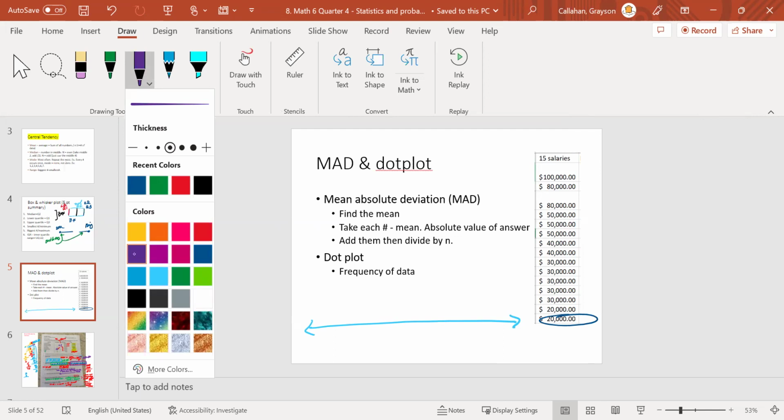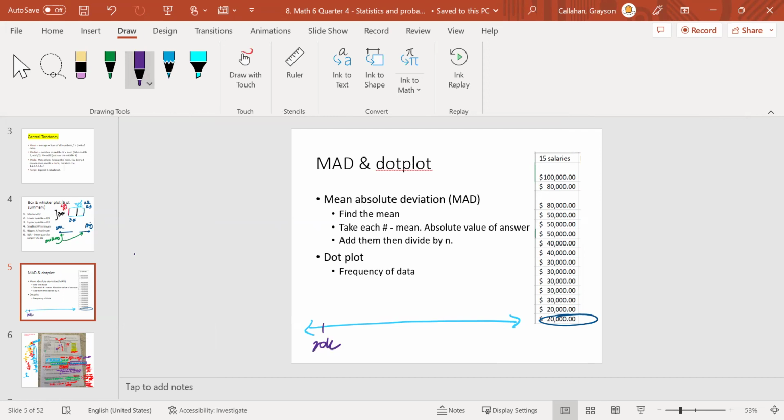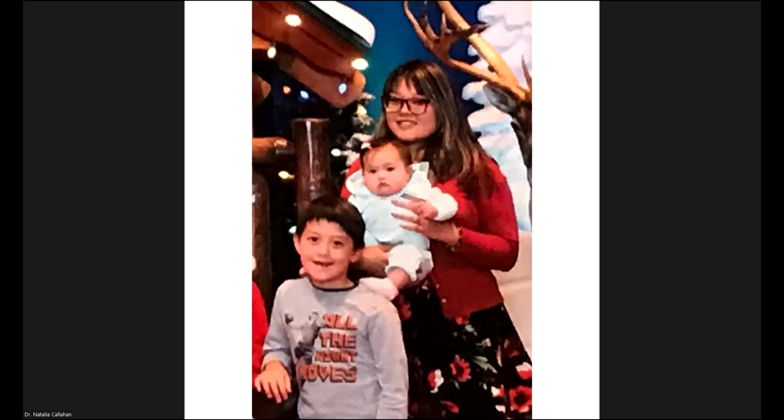Okay. My lowest one is going to be 20,000. So should I count by 30, 40, 50, or should I go 2, 4, 6, 8, 10, or 0, 5, 10, 15, 20? How do you want to create the intervals? 2, 4, 6, 8. Fine. 20,000, 40,000, 60,000, 80,000, 100,000. There's nothing over 100,000, right?